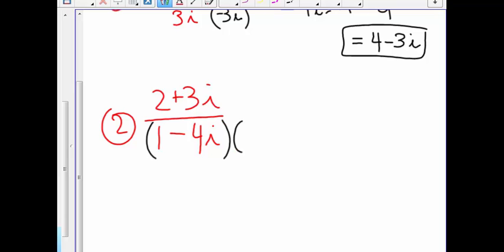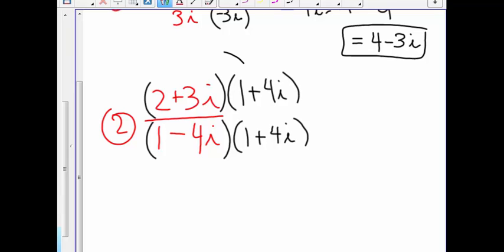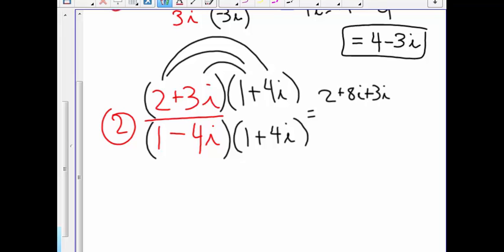Okay, number 2, we've got to multiply by 1 plus 4i because we have to change the sign of the imaginary part. So again, we've got to do the box method for the top, or we can do FOIL, however you want to look at it. So we'll do FOIL on this one just to save a little space. So we got 2 plus 8i, the inner gives us 3i, and then outer and last, 12i squared.